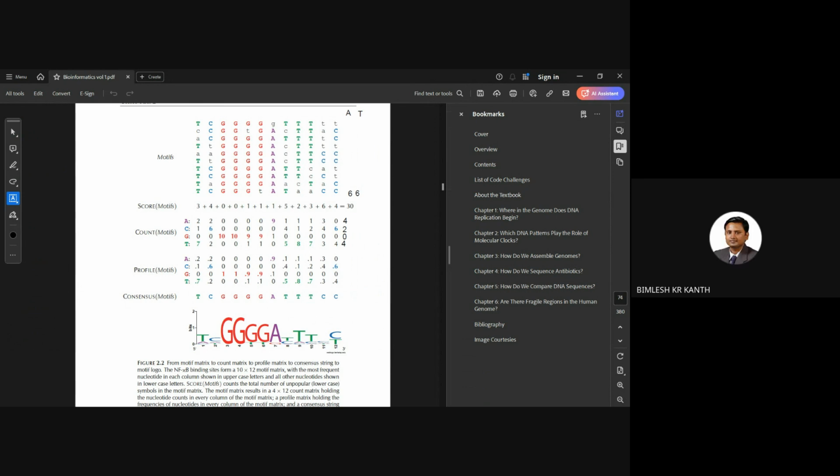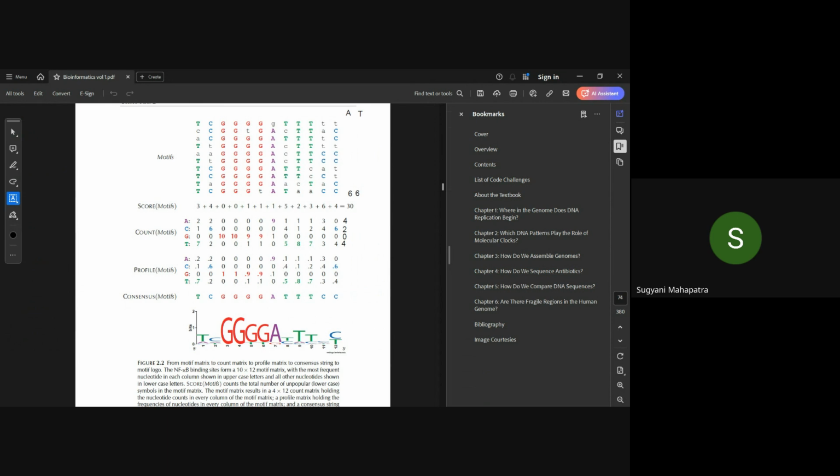Understood. Okay. So motif, score, and count is clear. Can we please dwell upon profile, motifs, and consensus? Okay. Yeah. So consensus, what you have to do is see for the just okay.